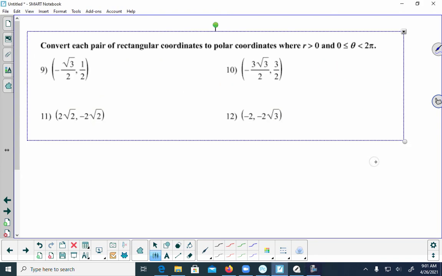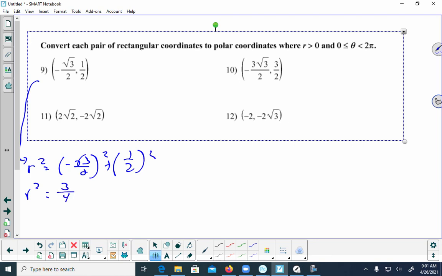Okay, the next ones, you are taking the rectangular pair and you are changing them to a polar. So the first thing I'm going to do is find my r. So this is number 9. I'm going to say r squared is equal to x squared plus y squared. So r squared is going to equal, this will be a positive 3/4 plus a positive 1/4. So r squared is equal to 1. R is equal to 1. So my radius is 1.